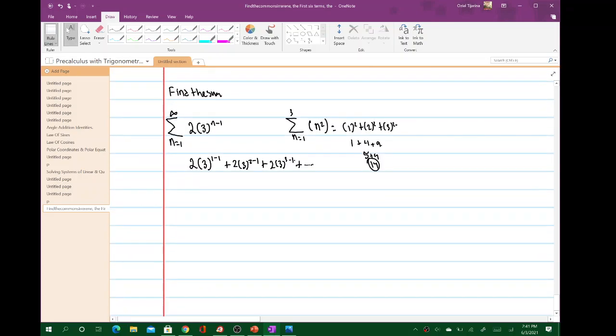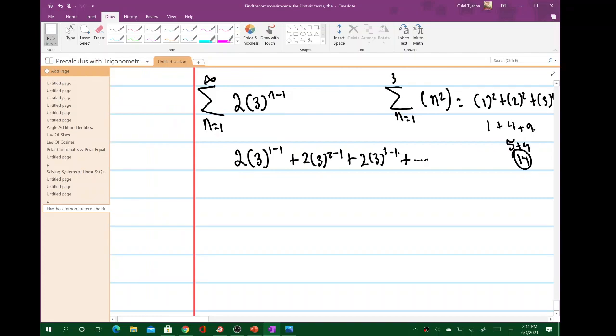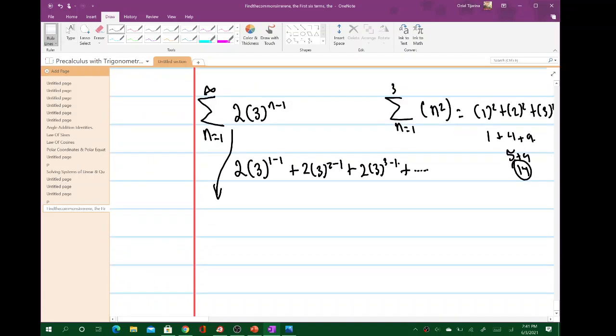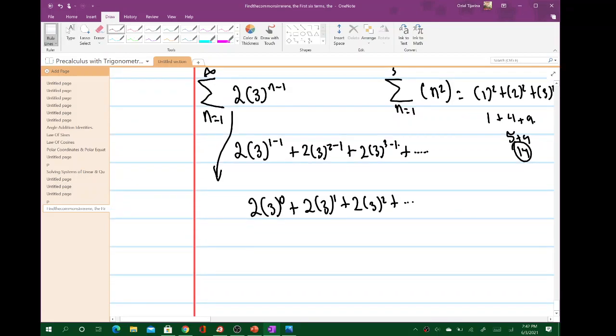So we have to remember that this is really just saying, for example, 2 times 3 to the 0 plus 2 times 3 to the first power plus 2 times 3 to the second power plus dot dot dot, and it would be plus 2 times 3 to the n minus 1 power.